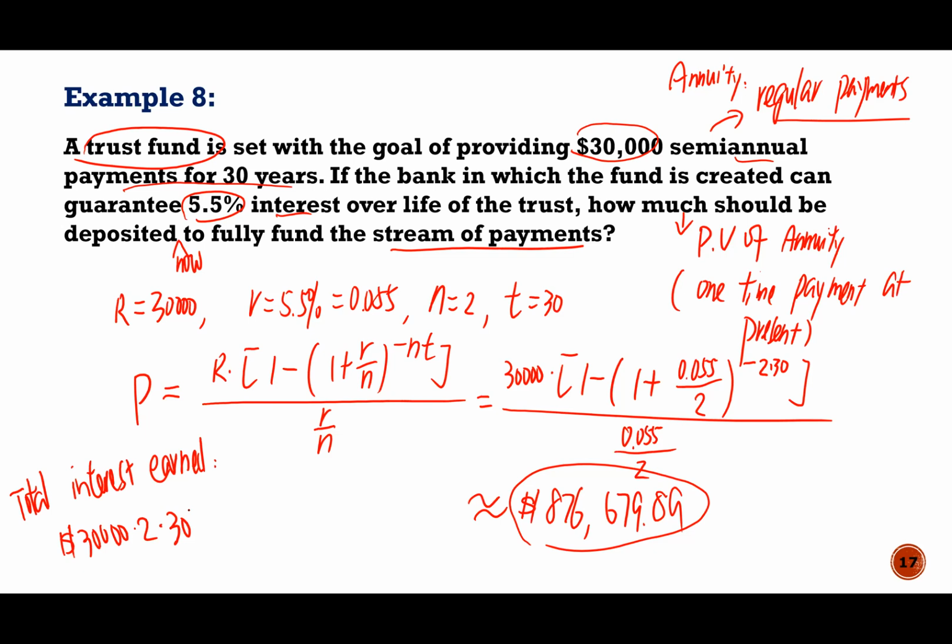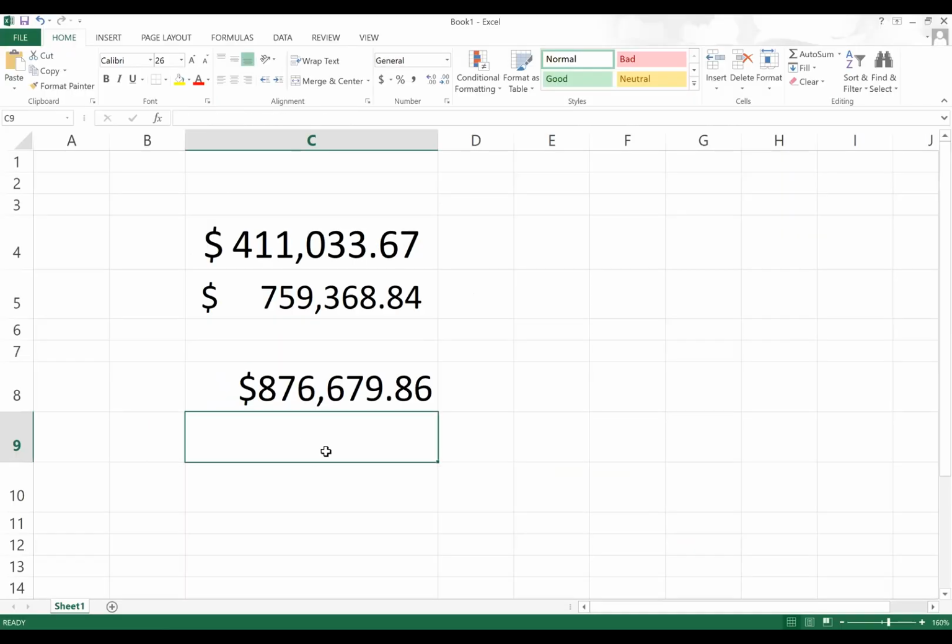However, you only invest $876,679.89. So the remaining balance becomes the interest you earn from this account, from this trust fund. And you'll be surprised, actually, this interest is quite large. If you look at it, 330,000. Okay, let's do it together in Excel. You always want to know what kind of return you're looking at, right?